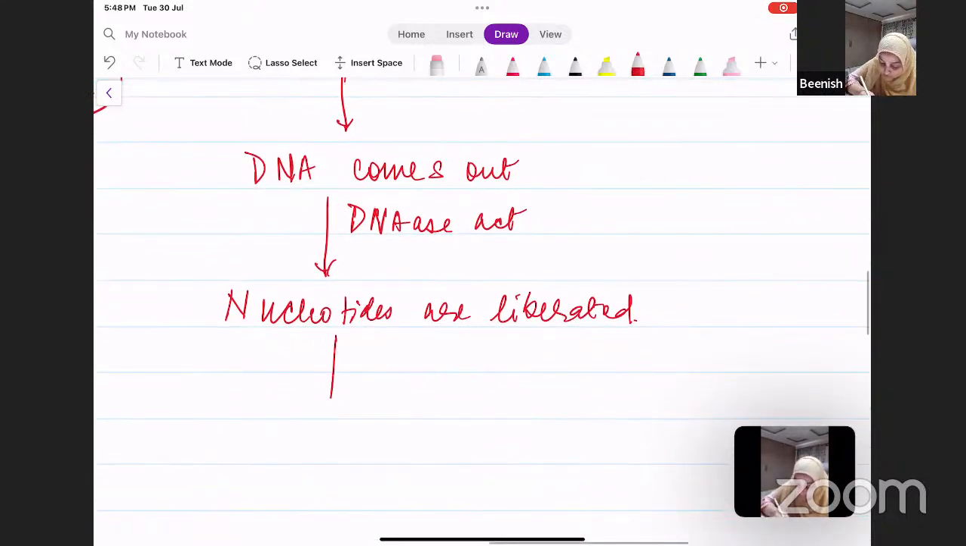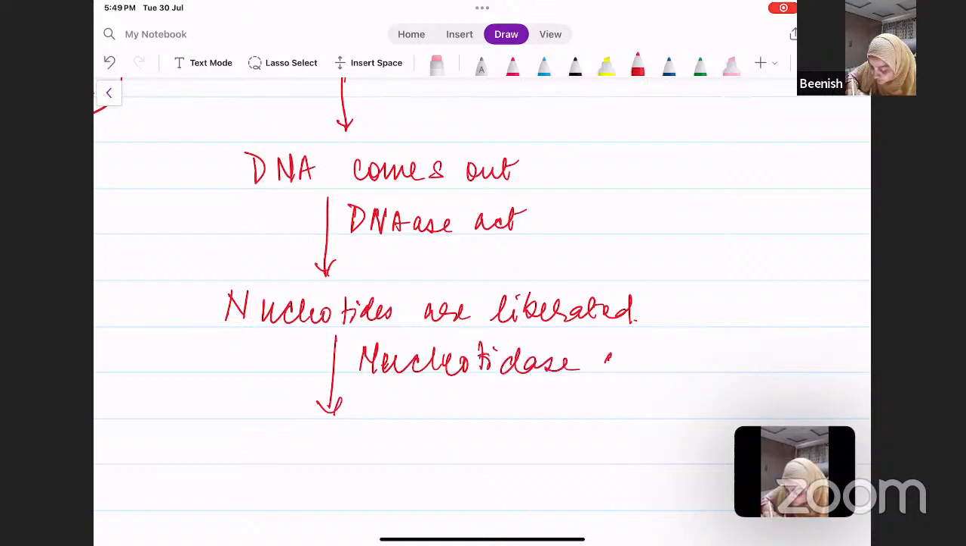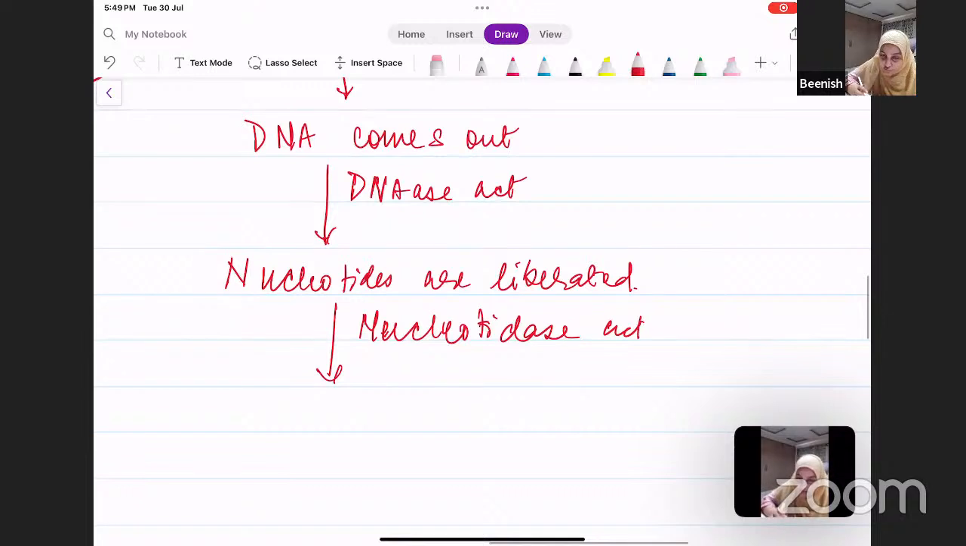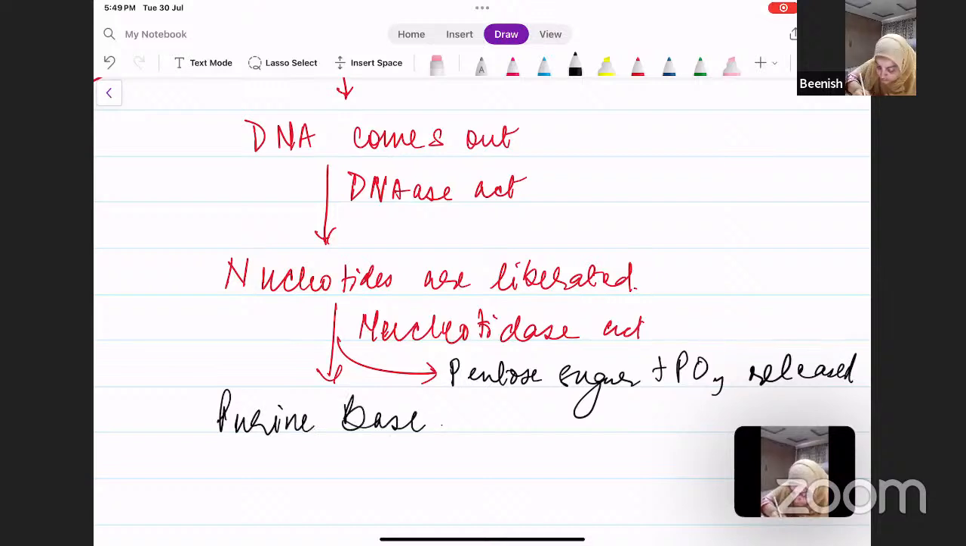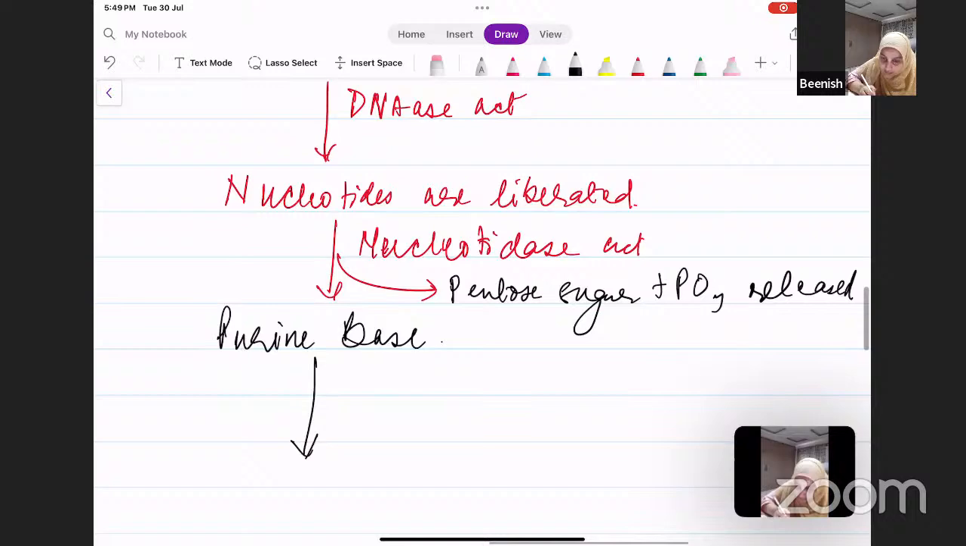Now on these nucleotides, what is going to act? Nucleotidases are going to act, and they are going to remove the pentose sugar and the phosphate. So when sugar and phosphate are removed, what do you end up with? You end up with bases. You end up with purine bases. Now these purine bases can be catabolized to form uric acid.